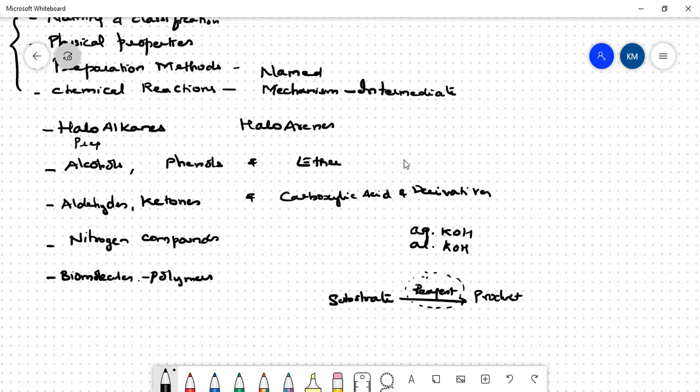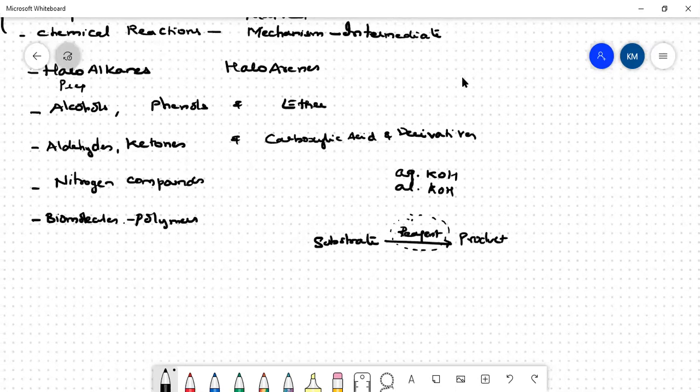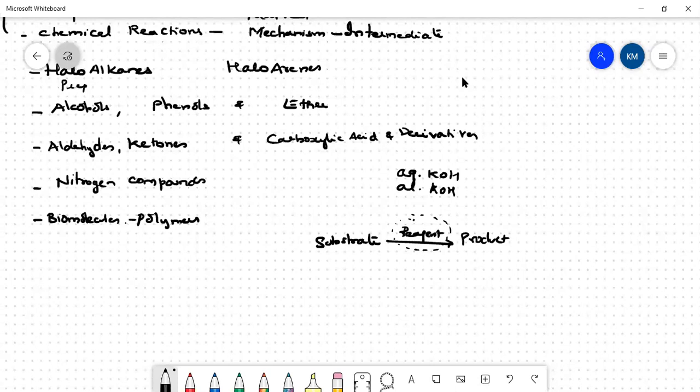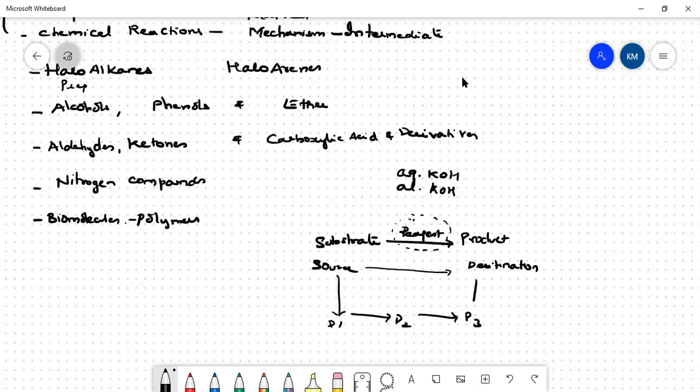See, the whole thing about organic chemistry is going from one point to another. There is a source, there is a destination. You will have two things. The destination is your preparation: how do you prepare this from the source. You need not go directly from source to destination. You could go from source to destination 1, from this to destination 2, from this to destination 3, and then you can go to the final destination. So you can try to form this kind of an association.